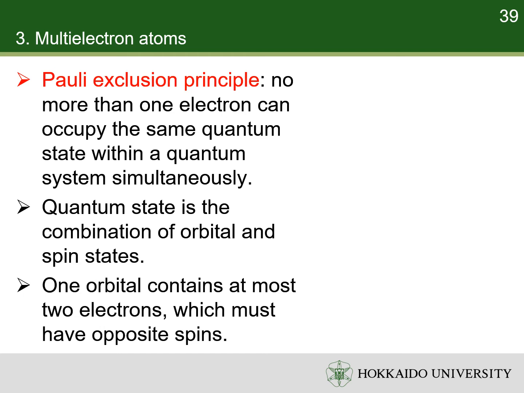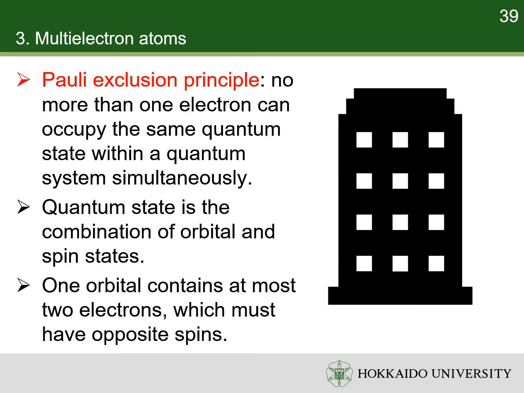The Pauli exclusion principle can be understood in such a way. A physical system is like a building. An orbital is a room of the building. The room can accommodate 0, 1, or 2 people. If there are 2 people in the same room, they must have different sexes.